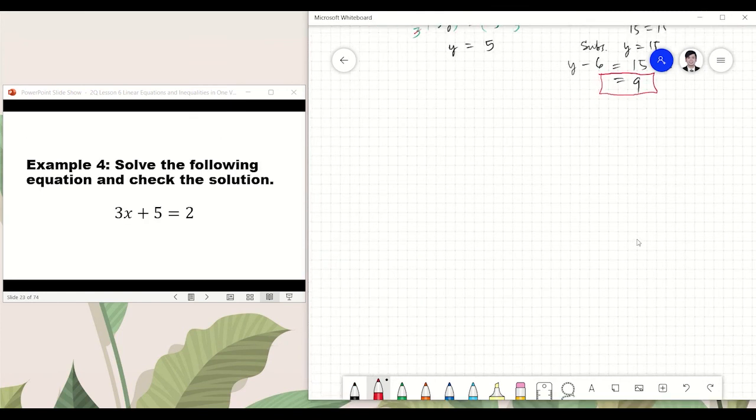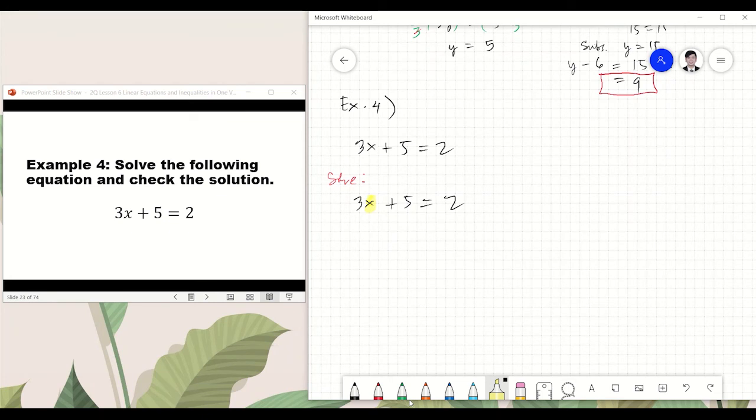Ang example 4 ngayon, okay, this would be quite different. It's a combination of usage of two properties. So you'll figure out later. So for now, I'll copy the given, which is 3x plus 5 is equal to 2. So we solve, and we need to isolate the x. Para ma-isolate yung x, dapat alisin natin yung 3 at saka 5.